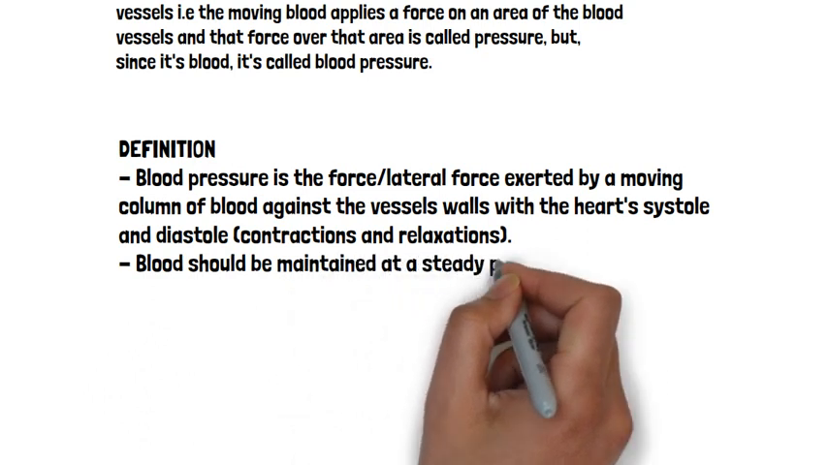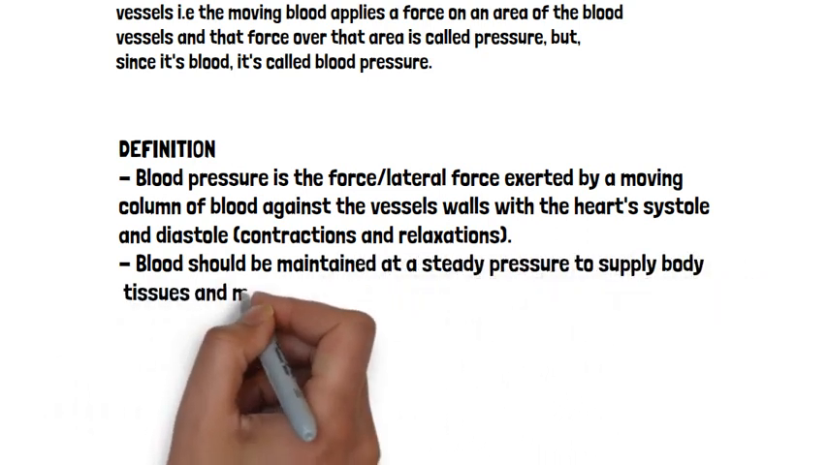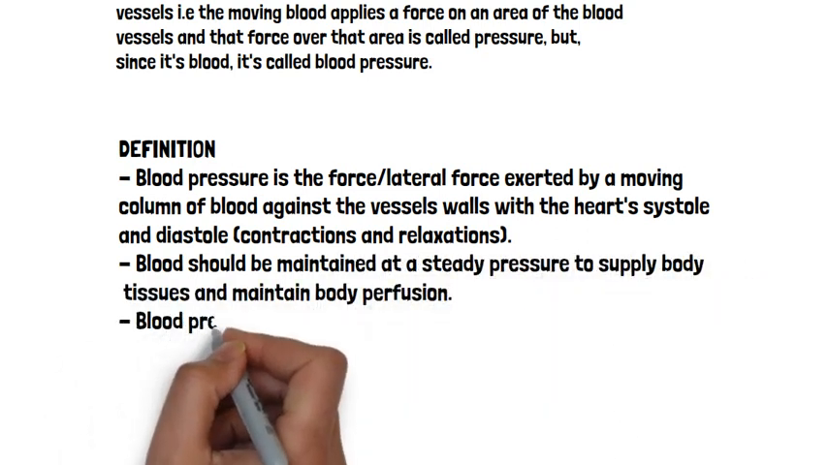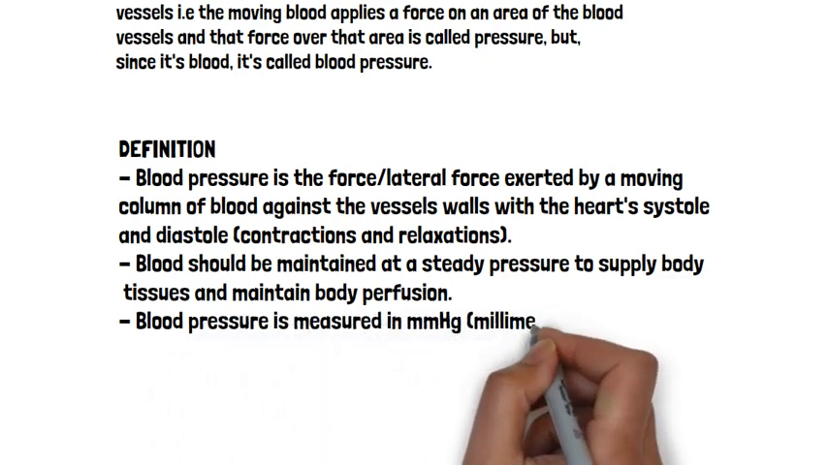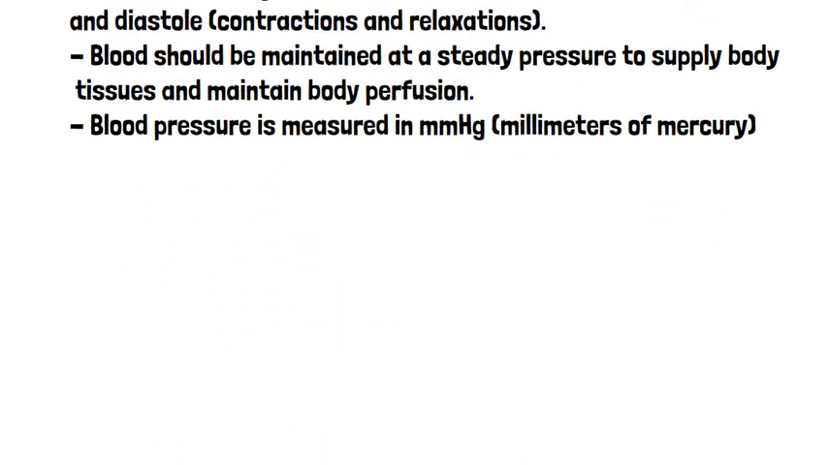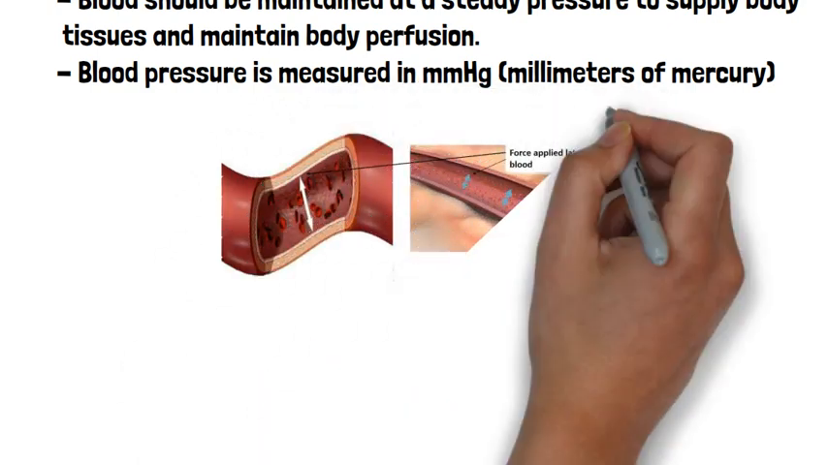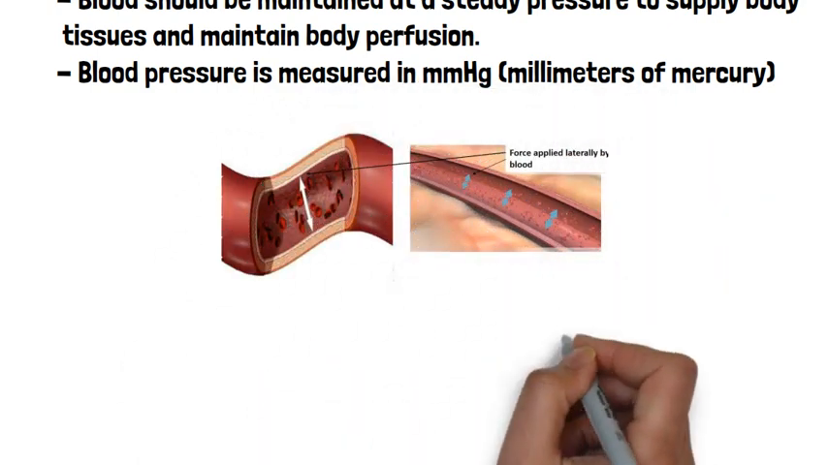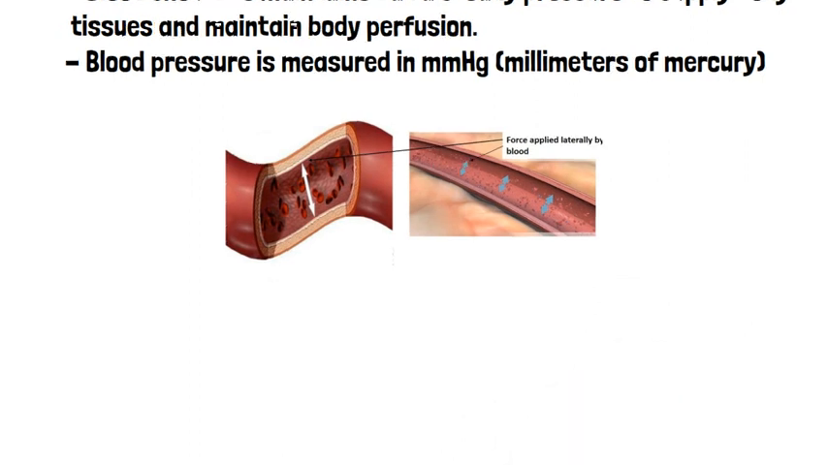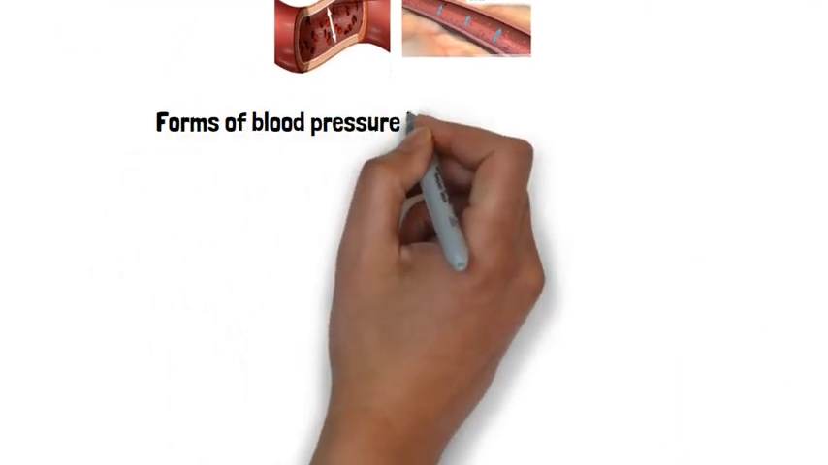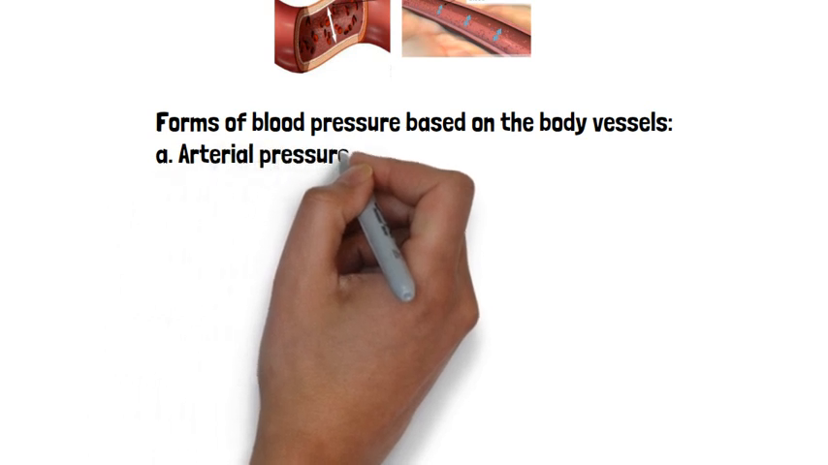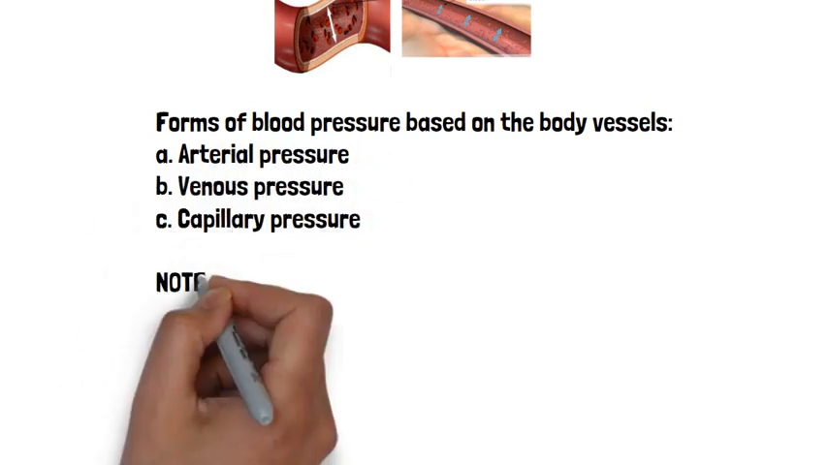Now, this blood should move at a steady speed in order to maintain perfusion, in order to supply body tissues. And also do remember that this pressure is measured in millimeters of mercury. Now, there are different forms of blood pressure based on the body vessels. There's arterial pressure, venous pressure, capillary pressure. Arterial pressure is most clinical and will be the focus of this video.